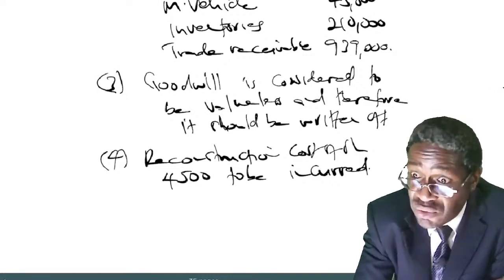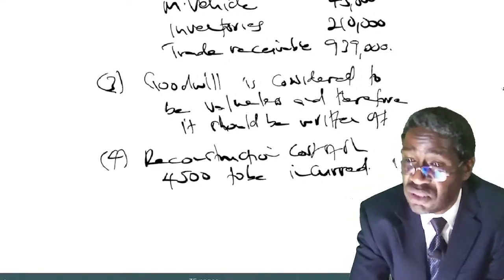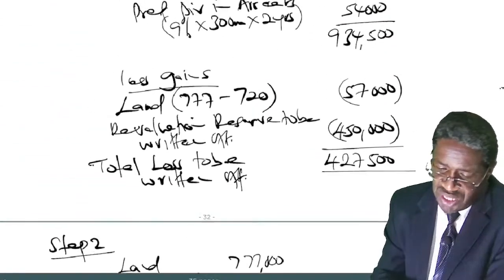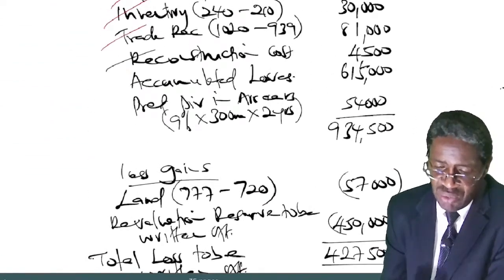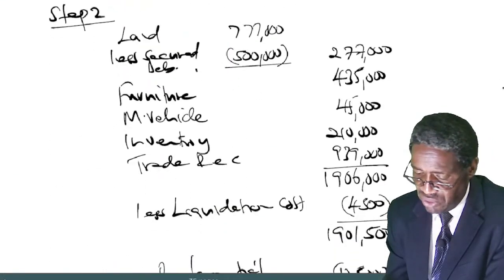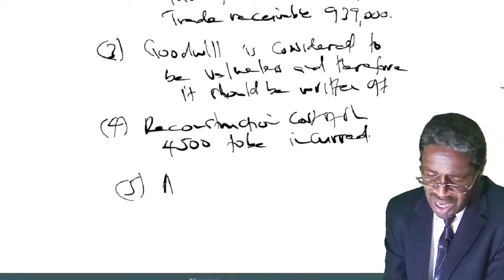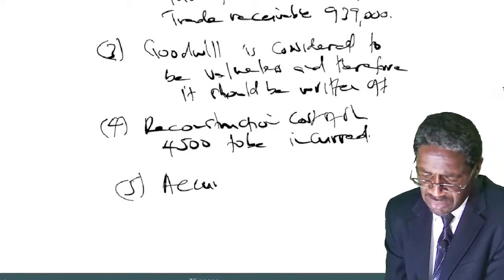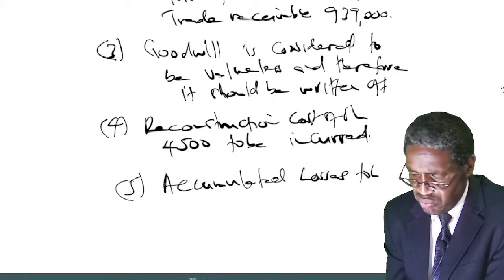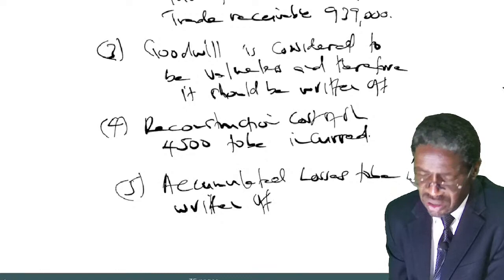Okay, we go back to step number 1. We are still looking for what else formed part of the loss. After that reconstruction cost, what was the next one among the losses? I can see now we have dealt with the reconstruction. We now go to the accumulated losses. So write number 5: accumulated losses to be written off.